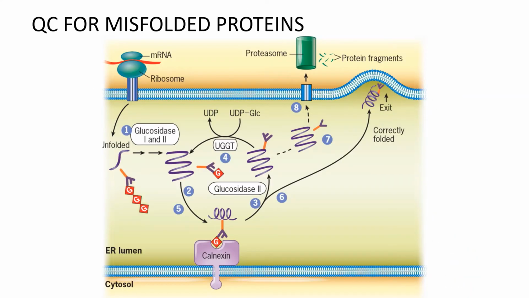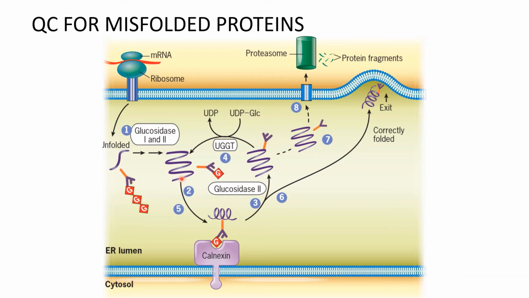Okay, so what is the quality control for misfolded proteins? I told you to remember the 3 glucoses that were attached to your polypeptide in the previous process, the glycosylation. Here, we can see the enzymes glucosidase 1 and 2, which are going to nip off 2 of these glucose molecules, so that you will just result in this polypeptide here, okay, with one glucose.